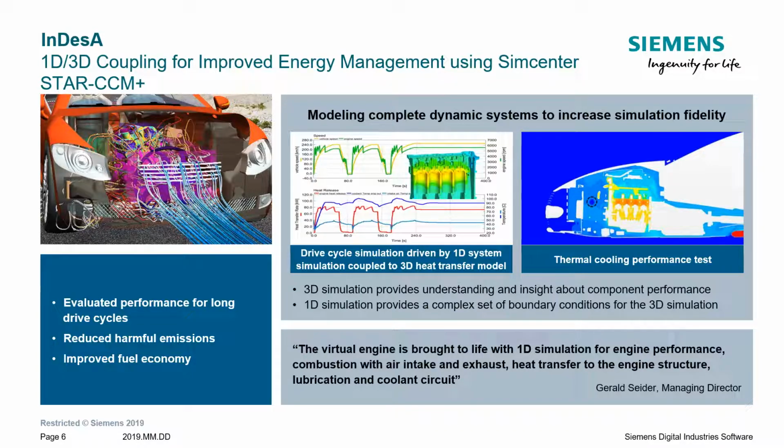All of these things can basically be modeled by the 1D system, and in turn, the 1D system can take in input from the 3D model. And so by combining this, you basically get the best of both worlds. You get the complex 3D aspects of doing a full CFD model in Simcenter Star CCM Plus, as well as the really nuanced 1D modeling of your drivetrain and other systems.